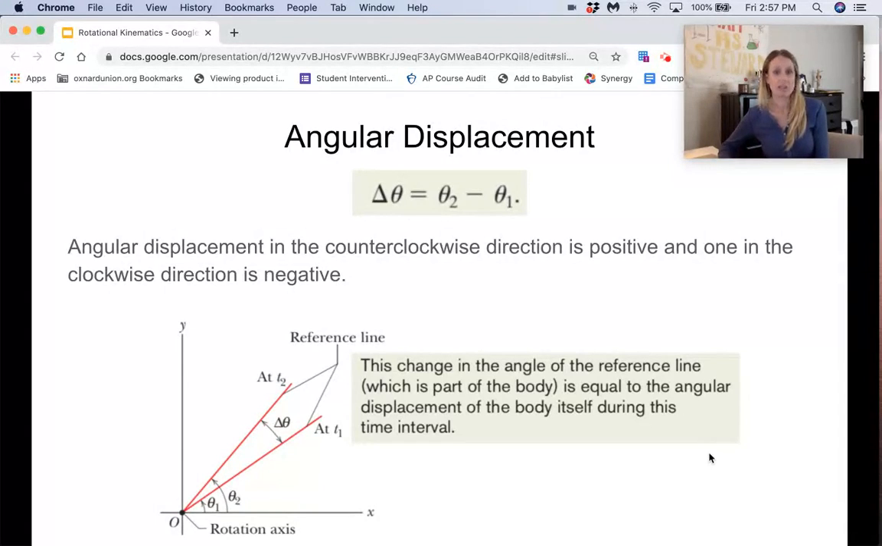So you can see in the picture here, we have a change in position of the reference line, and therefore we have an angular displacement of that reference line, which is just equal to delta theta, or the change in that angular position.